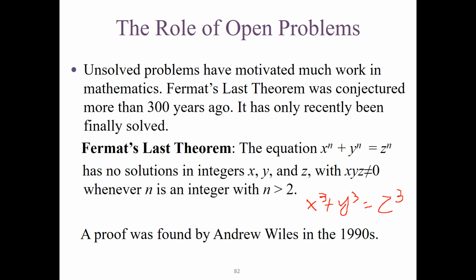Okay, so you can replace n with other integers which are larger than 2. So you can also write x to the power of 10 plus y to the power of 10 equals z to the power of 10. Once n is larger than 2, you can have a lot of different equations. Then Fermat's theorem tells us we have no solutions for x, y, z when they are integers and they are not 0. Okay.